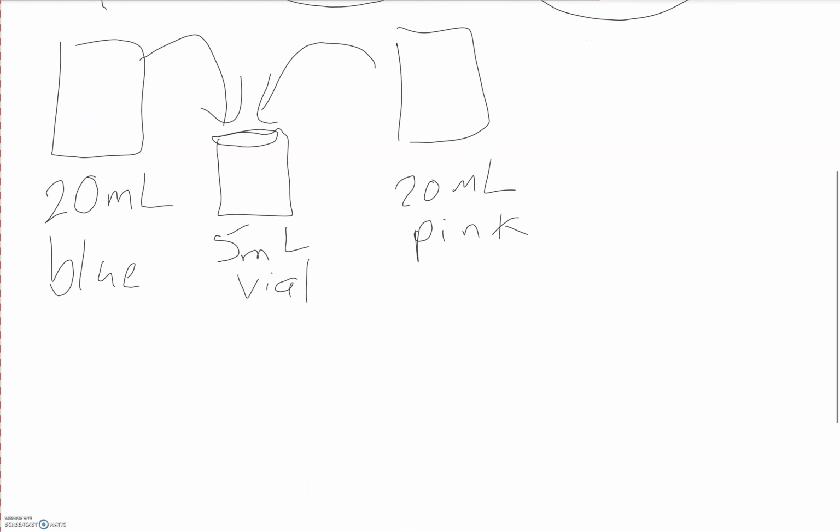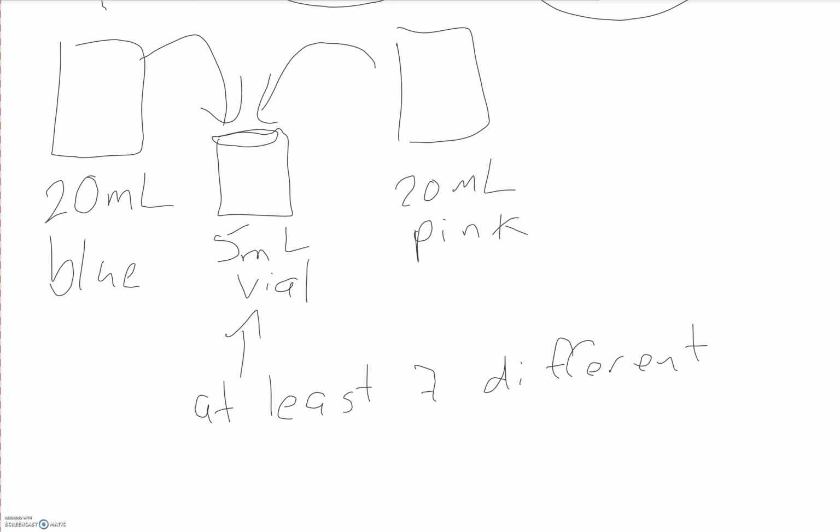You are going to try at least 7 different ratios of the blue material and the pink material mixed into a 5 milliliter vial. So what would one way of doing that be? Well, you could put 4 milliliters of the blue material and 1 milliliter of the pink material, and that would add up to 5. So you're looking for 7 different combinations of these two materials that add up to 5 milliliters.